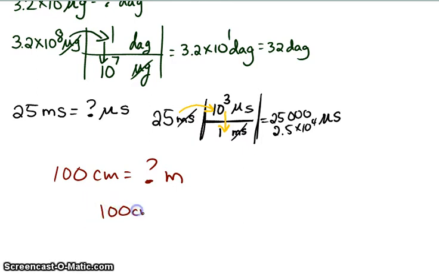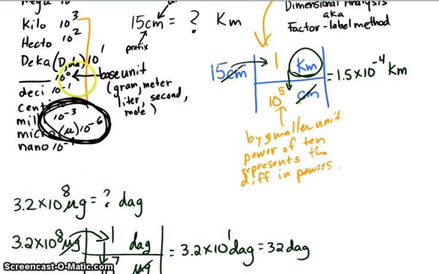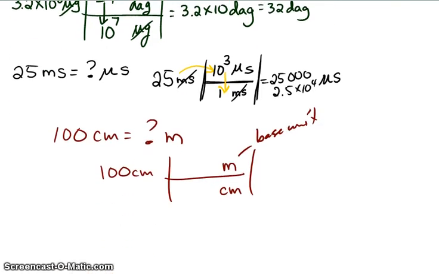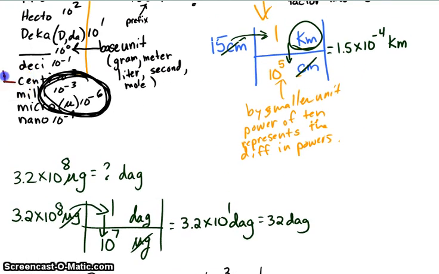We say 100 cm. We draw a bracket. We put cm on bottom to cancel out, remember? And we put m on top because that's what we want to get. What's bigger, meter or centimeter? You need to recognize that meter does not have a prefix. Since it doesn't have a prefix, that means that is our base unit. So go up to your metric prefixes. Here's base unit right here in the middle. And we're converting to centimeters, which is right here.